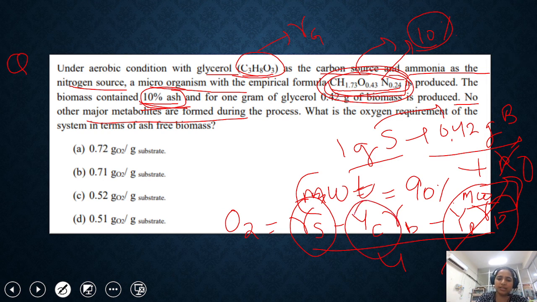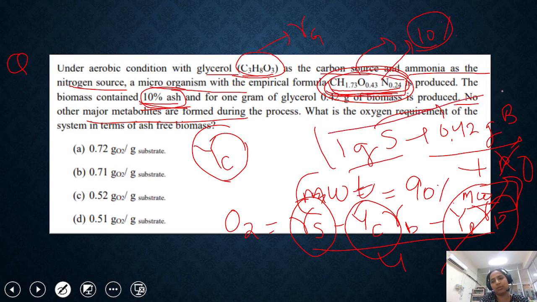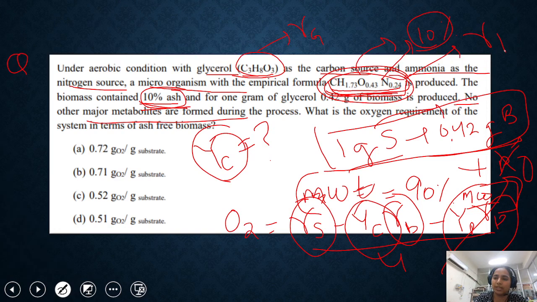Then you have to find this YC. YC is mainly the stoichiometric coefficient for this biomass. How do you find it? You can use this information that 1 gram of substrate is forming 0.42 gram. From here you can find this. Then the degree of reduction of biomass. This biomass formula is given, so you can directly find the degree of reduction. Simply put it here and you will get the answer to this question. So let's start. First try to find the degree of reduction of this glycerol. So you guys do this and let me know how much it will come.